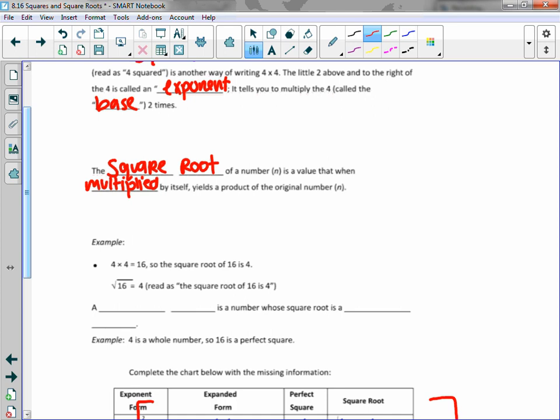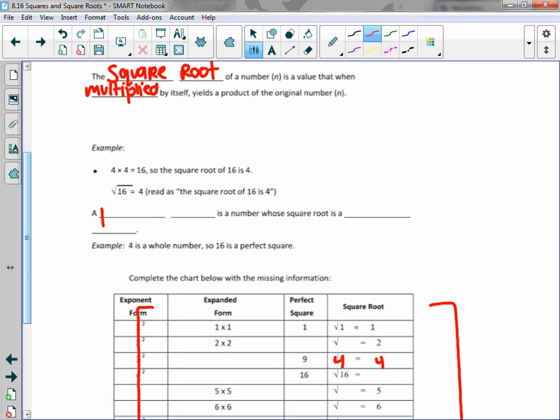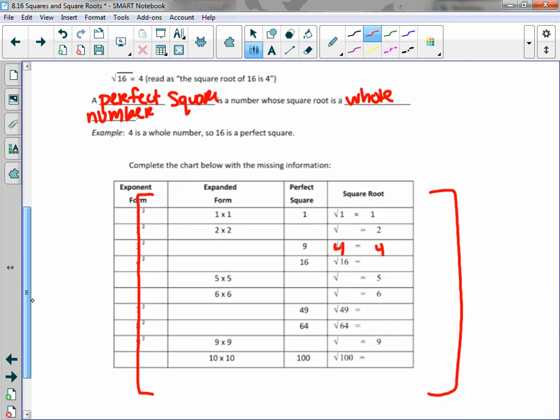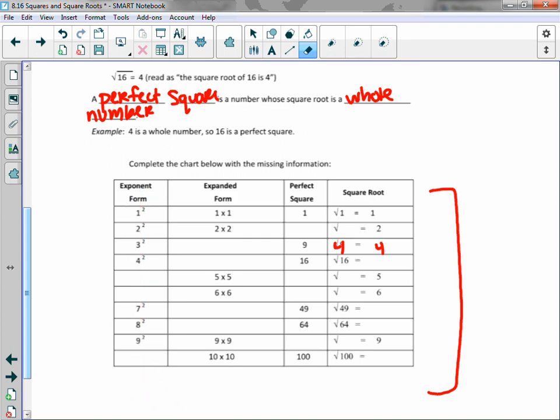If 9 times 9 is 81, how do I get back to 9? The square root of 81. Very good. A perfect square is a number whose square root is a whole number. So that chart that I asked y'all to fill out is your perfect square chart. Because if you start with a whole number and you square it, to go back you're going to end up with a whole number, right?